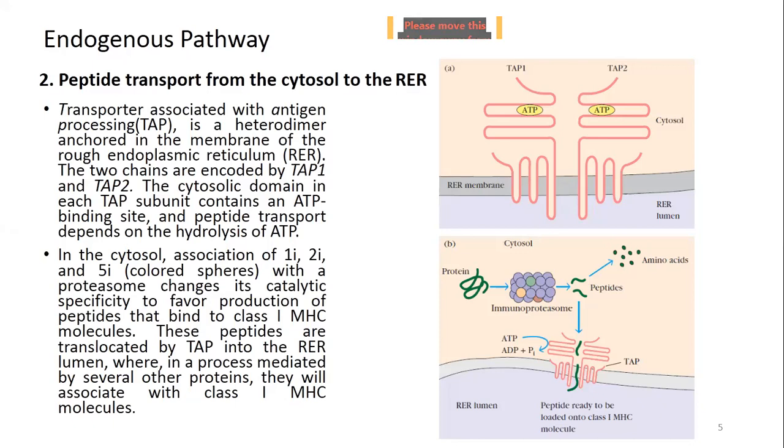So peptides which were generated in the cytosol in a previous slide by the proteasome complex are translocated into rough endoplasmic reticulum by TAP, by a process that requires ATP hydrolysis. So what are the characteristics of the peptides that are transported by TAP? TAP proteins have affinity for peptides containing about 8 to 16 amino acids. Longer peptides, when they enter the rough endoplasmic reticulum, are trimmed by another protein called ERAP. Okay, ERAP stands for endoplasmic reticulum aminopeptidase.